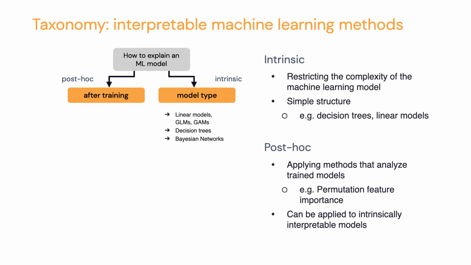Intrinsic interpretability refers to machine learning models that are considered interpretable due to their simple structure. So think decision trees or linear models. Post hoc refers to achieving interpretability after model training. Permutation feature importance, for example, is one such post hoc interpretability method. So this is more of considering changes in the feature space and how it affects the output of particular models. Note that post hoc methods can also be applied to intrinsically interpretable models as well.